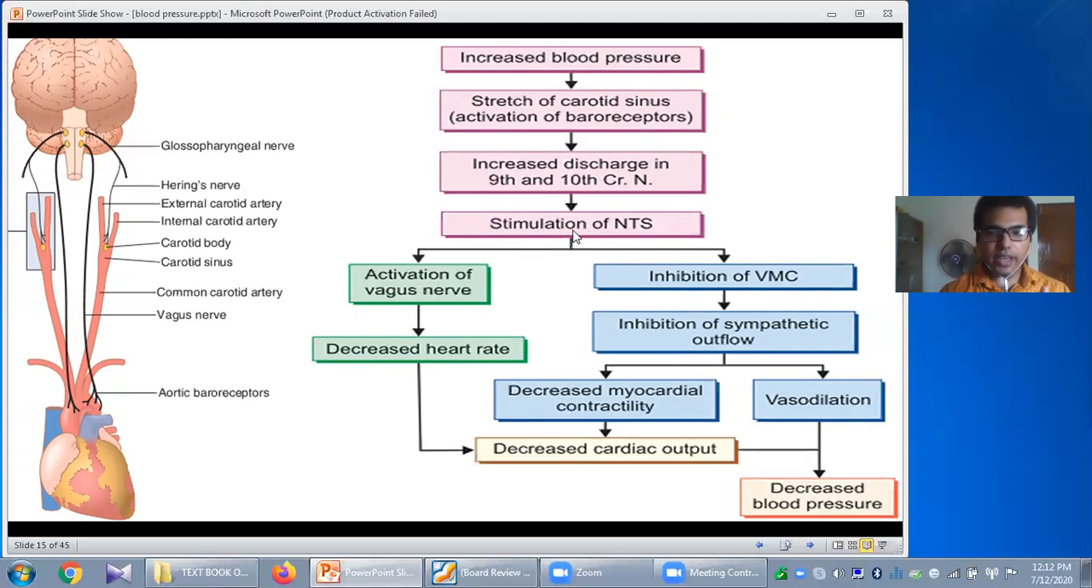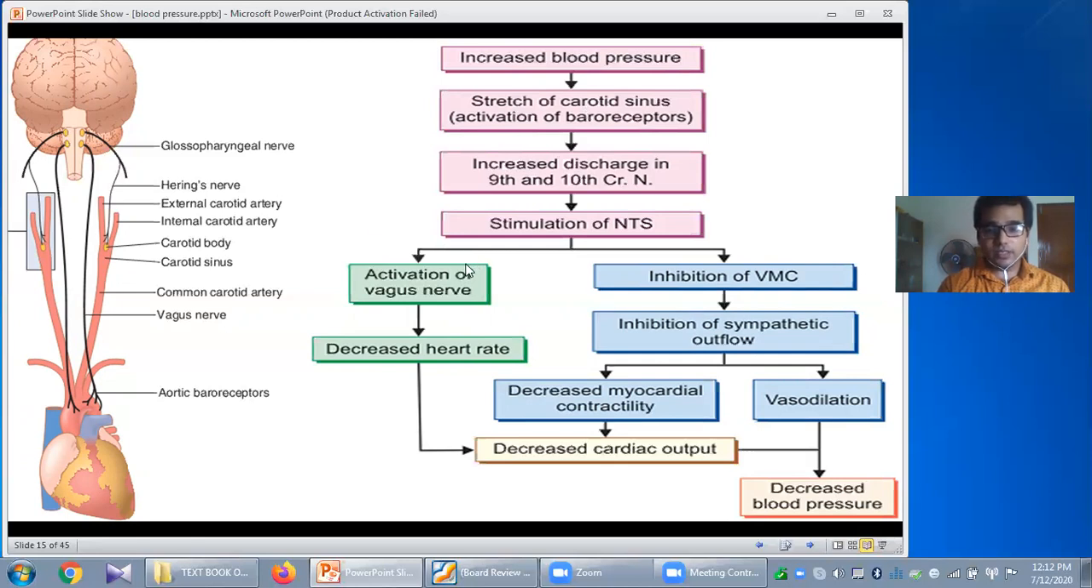From this sensory area, the message is that your blood pressure is increasing, so you want to resist this elevation of blood pressure. There are two centers, the cardio-acceleratory center and the cardio-inhibitory center. The cardio-inhibitory center is actually the vagal center, and the stimulatory area, I have already told you, is the vasoconstrictor area. So if you want to resist this elevation, you have to stimulate the cardio-inhibitory area, that is the vagal center.